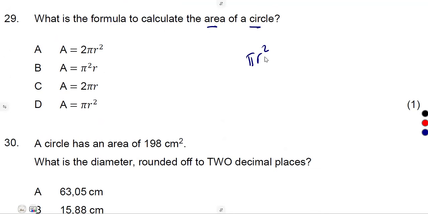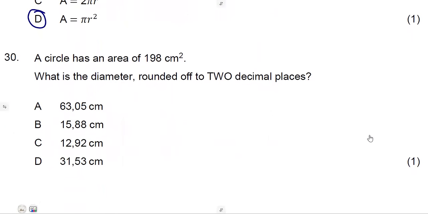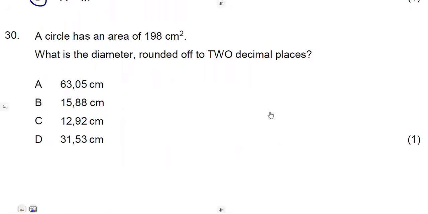All right, let's see on number 28, what is the formula to calculate the area of a circle? That is pi r squared, all right, which is D. This one is pi squared. No, this is wrong. Okay, so that is pi r squared, a circle. A circle has got this area.